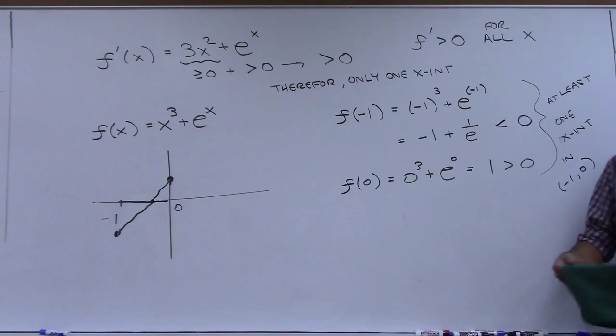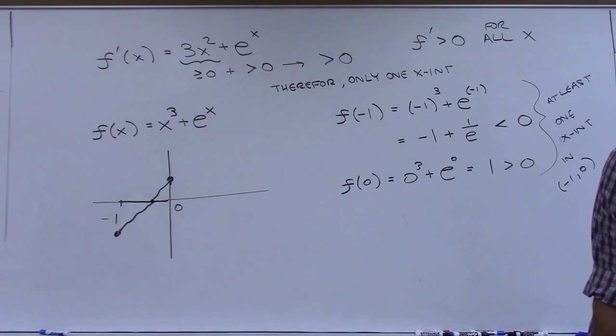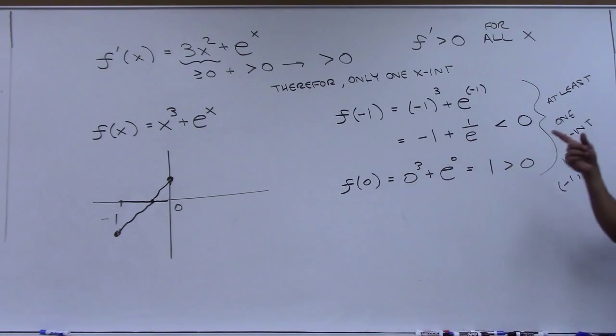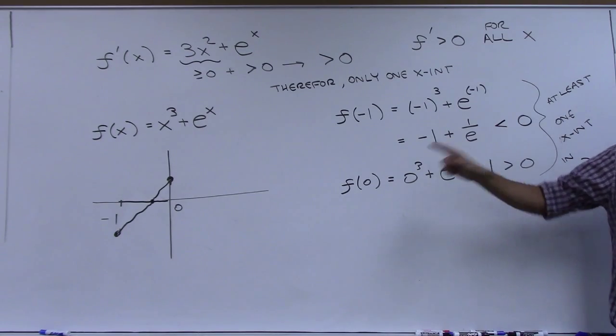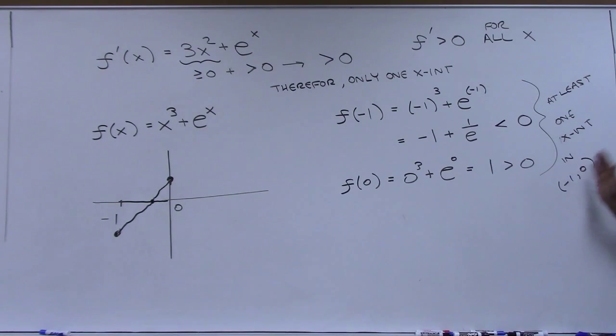Now, the actual way that a computer would solve this is using something called Newton's method, or some variation of Newton's method, which is in 4.5? No, 4.6. 4.6 is Newton's method. And we would actually figure out in that section how you actually find that number. Right now, we don't know what it is. We just know it's somewhere between -1 and 0. All right?